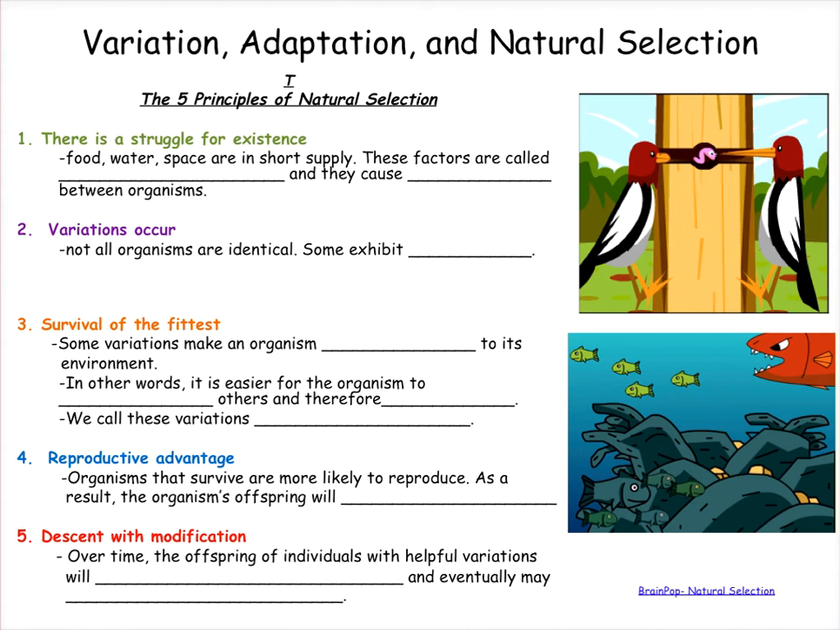As an answer to the question of how the finches on each island became different from each other, Darwin proposed the idea of natural selection. And I'm going to highlight this word, this concept here, because this concept of natural selection really is the main point of this section.